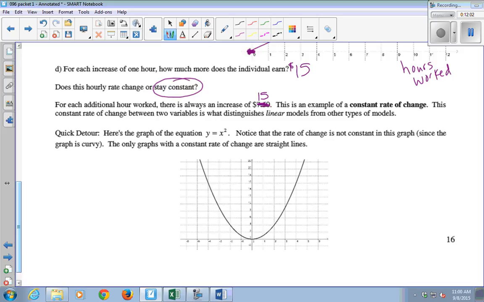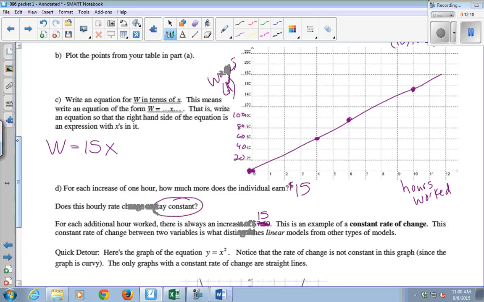But for each hour, it's $15. So this is an example of a constant rate of change. The constant rate of change between two variables is what distinguishes a linear model from other types of models. That's why our picture came out like a line, right? Because every time you go over by 1, your wage goes up by the same amount, goes up by $15. So that's what makes that look like a line.